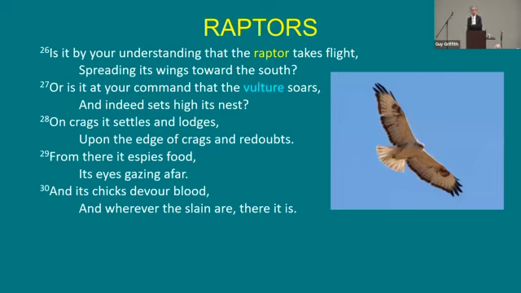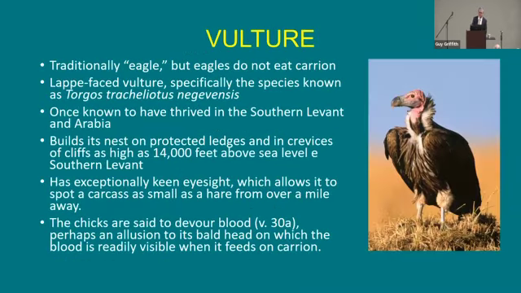Finally, the last creature are raptors. The first word for raptor is a word used for a variety of eagle called the long-legged buzzard, an example of which is here in the image. In parallelism, it's called a vulture. This word for vulture traditionally has been translated as eagle.